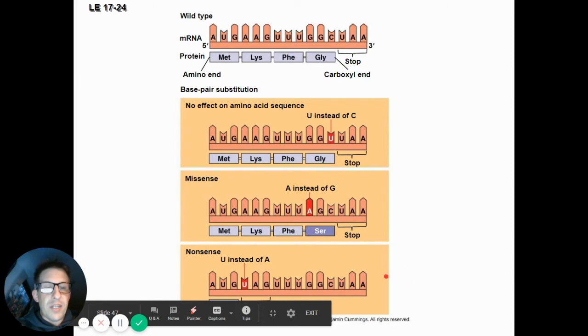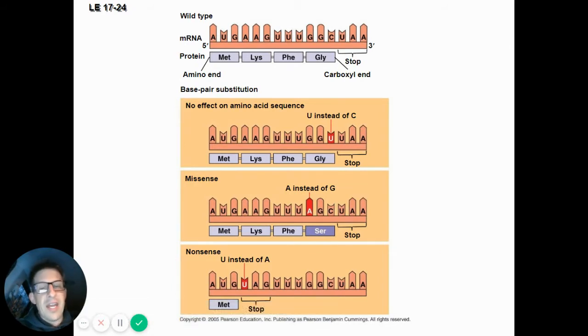Do you think that protein at the bottom is going to have any function whatsoever with 1 amino acid? Absolutely not. Okay, so that's the drastic effect that these things can cause.